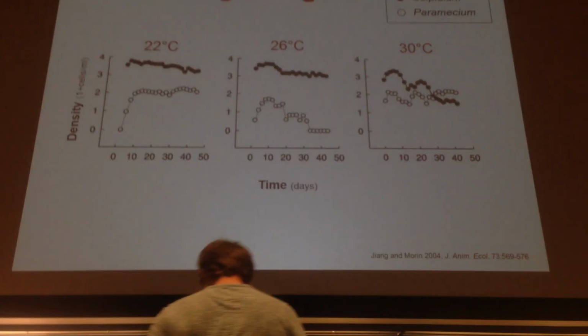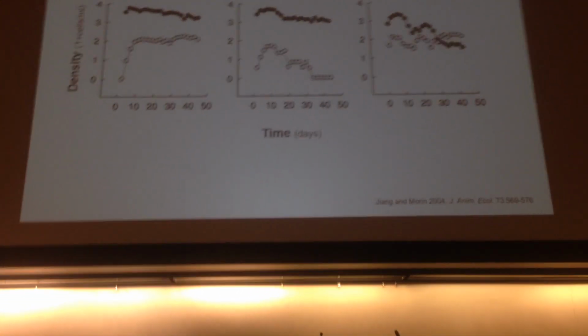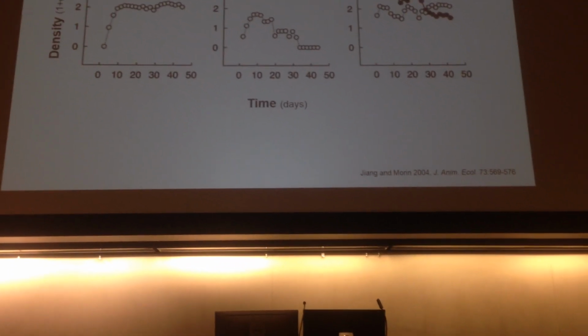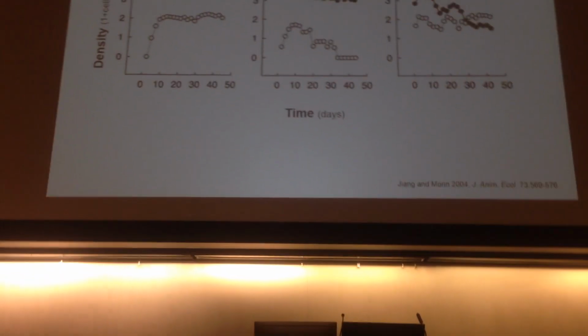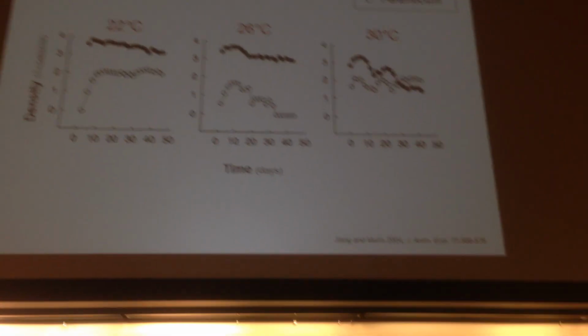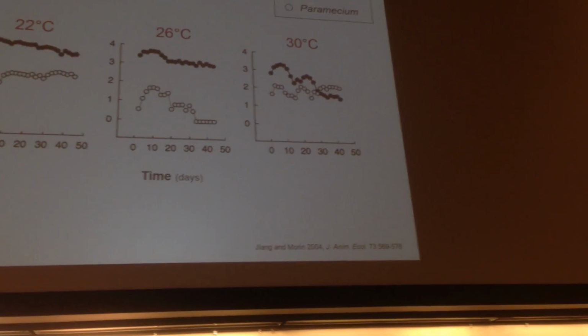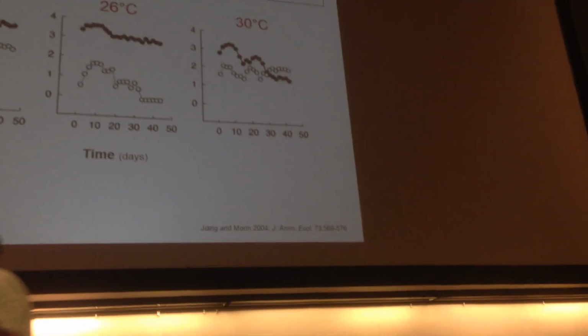At 22 degrees Celsius, paramecium sharply increased, and populations of both species seem to remain steady. Population of colpidium seems to be steady at 26 degrees Celsius, but the population of paramecium, after increasing, becomes extinct shortly after, and at 30 degrees Celsius, they both seem fairly steady, though the paramecium overtakes the population of colpidium.